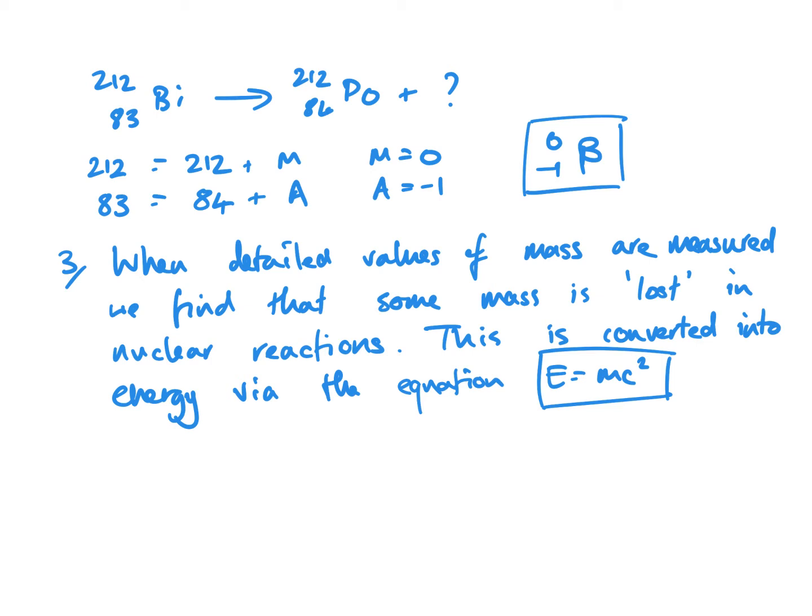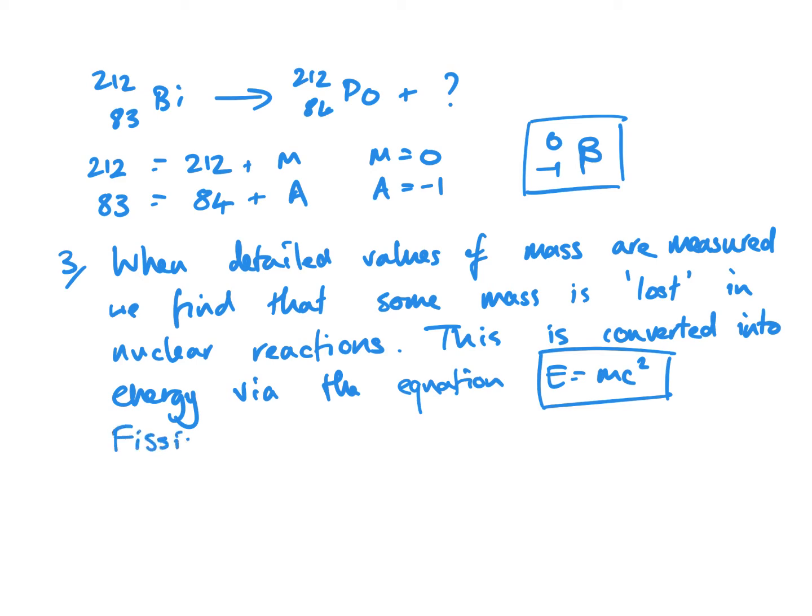So fission is when something splits. So the one up above there, the bismuth producing polonium, the bismuth is split into polonium plus a beta particle. So that's an example of a fission reaction. But you can also get fusion reactions, which are defined when lighter elements join together to create heavier elements. So we'll give those definitions here as well.